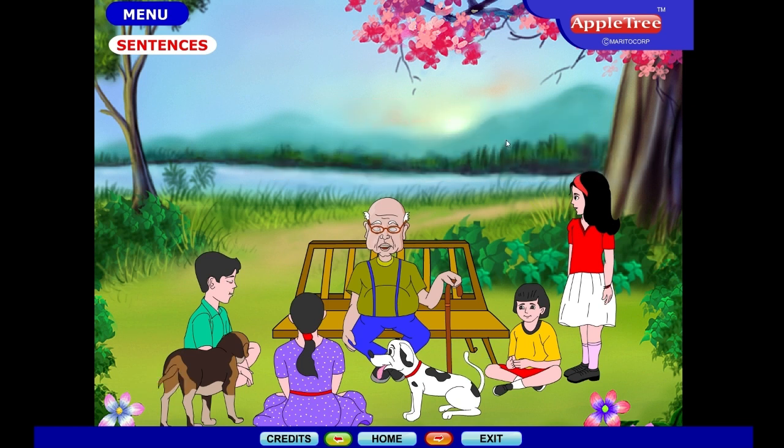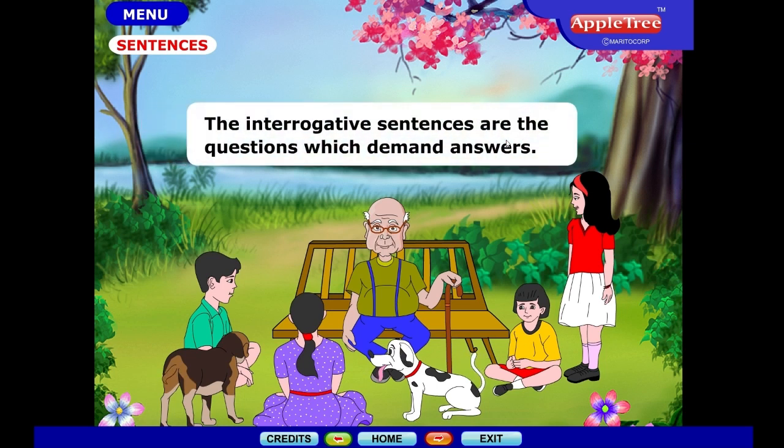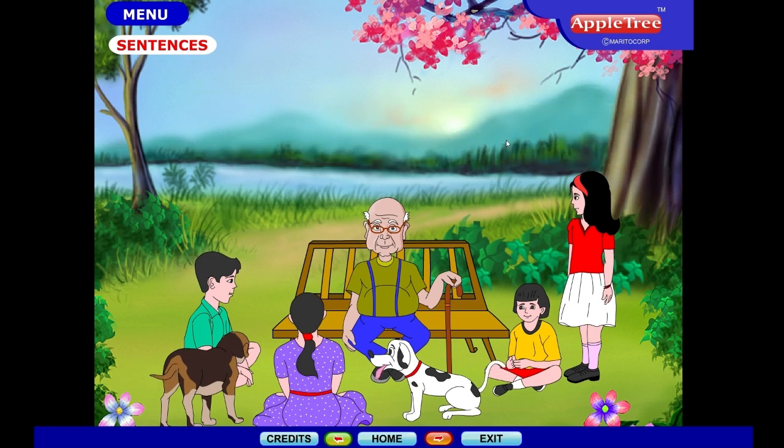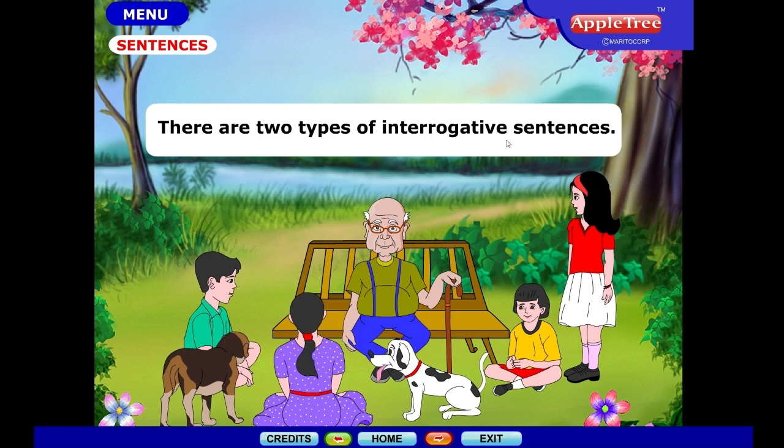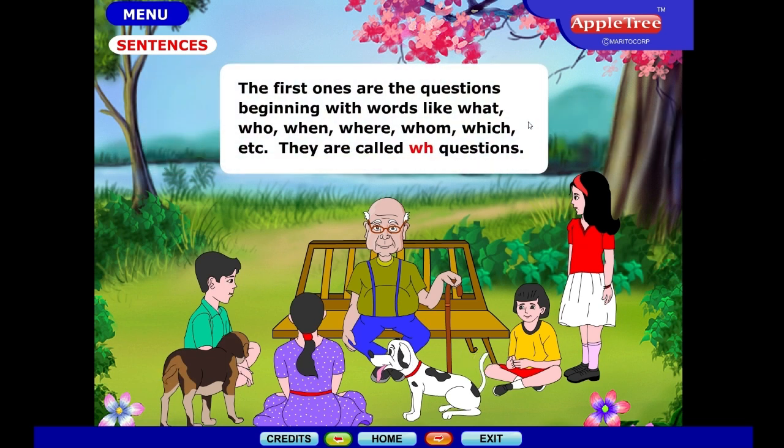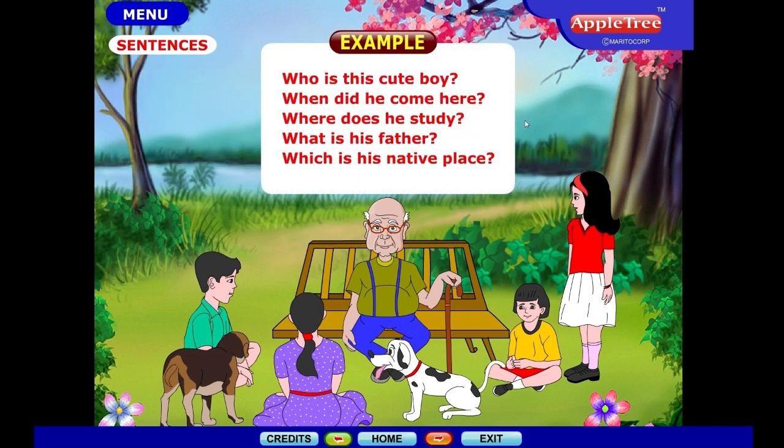Who is going to explain interrogative sentences? The interrogative sentences are the questions which demand answers. There are 2 types of interrogative sentences. The first ones are the questions beginning with words like what, who, when, where, whom, which, etc. They are called WH questions. Example: Who is this cute boy? When did he come here? Where does he study? What is his father? Which is his native place?